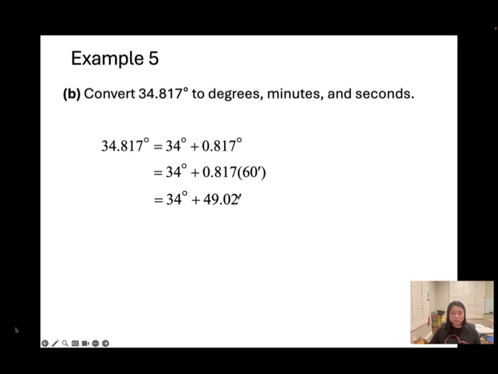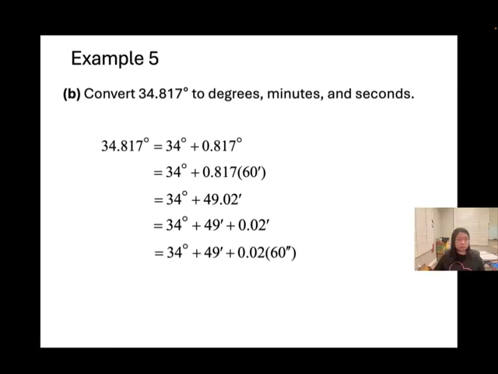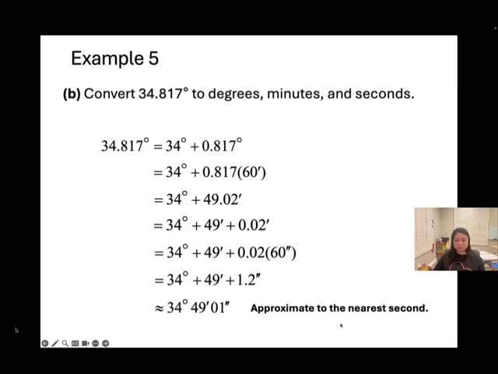So I still have the seconds. So I'm going to multiply by 60 for this part again. Okay, you should get this one. And then I have 1.2 seconds and I try to round it to the nearest second. So it's going to be 1.